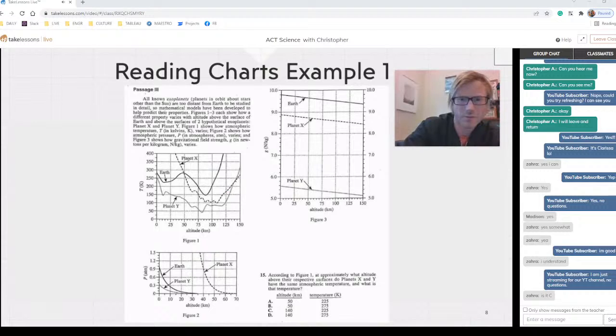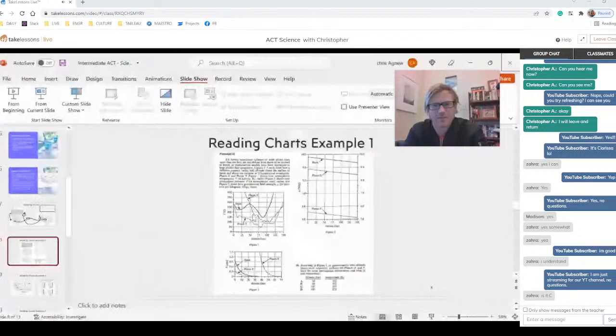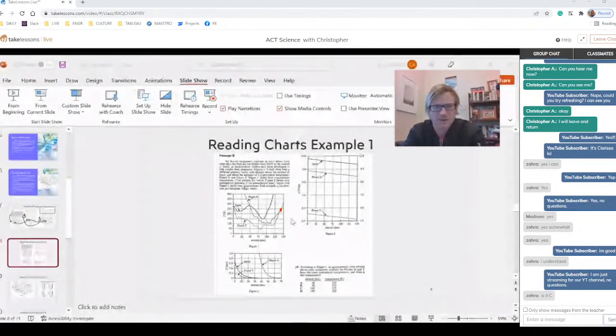But if we look at 140, they actually cross each other right there. I don't know if you guys can see that red dot, but at an altitude of about 140, they actually have the same temperature. So they're basically asking, where do these two graphs intersect each other? So hopefully you guys can see that.